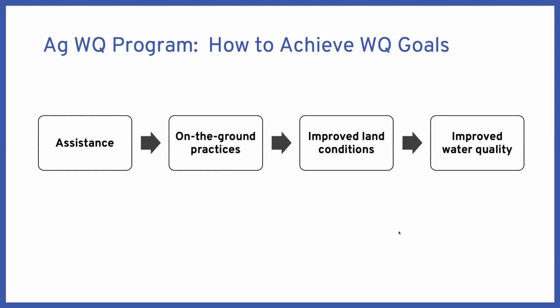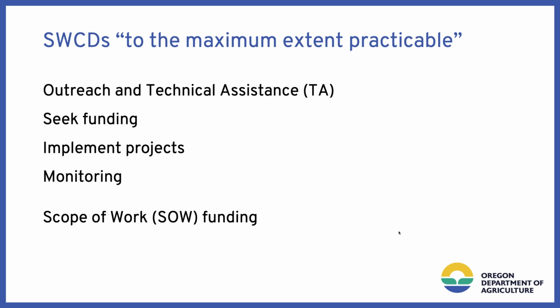So there's 4 aspects to meeting our goal of improved water quality. First, there's funding, there's technical assistance, outreach, all those kinds of things provided to landowners so they can make changes in practices, which result in land conditions being improved and eventually, hopefully, water quality. And as you're looking at this, you're probably already envisioning how your soil and water conservation district participates in these different phases, maybe through monitoring or through assisting landowners, etc.